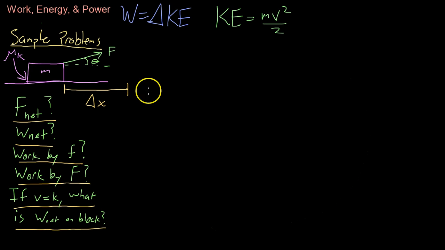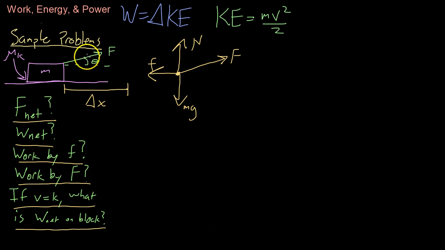So, to start off by finding the net force, we'll do what we always do and draw a free body diagram. So we have F at some angle theta, we have the normal force from the table, the frictional force, as well as the weight, mg. So from here, to determine the net force, all we have to do is sum the forces in the x direction and sum the forces in the y direction.